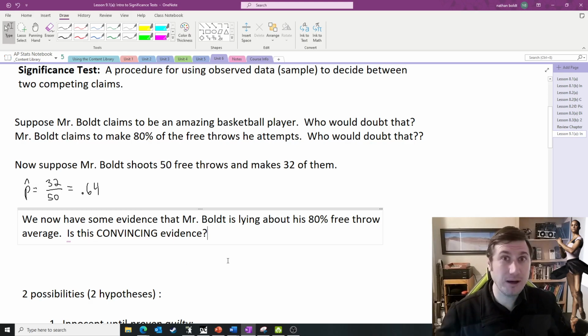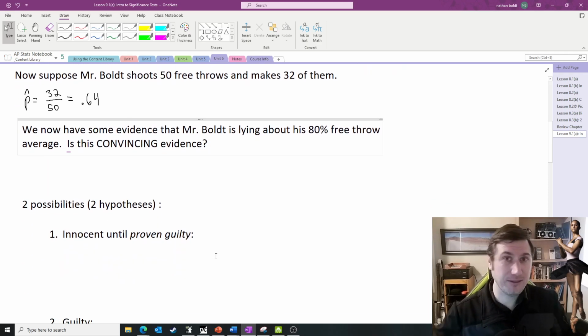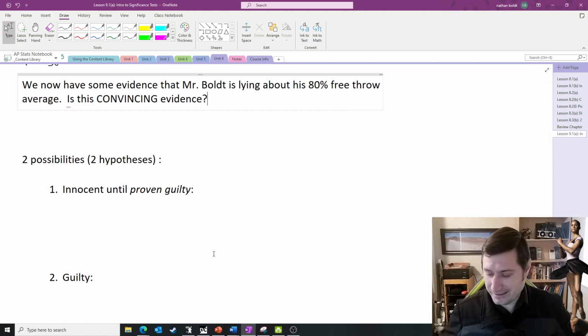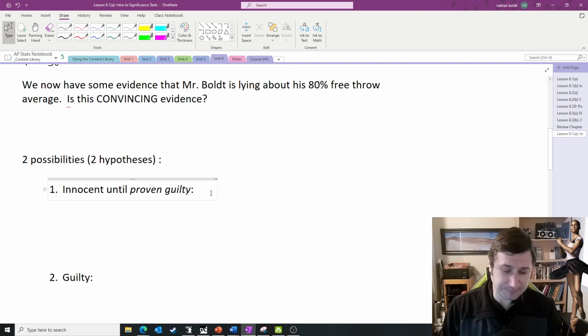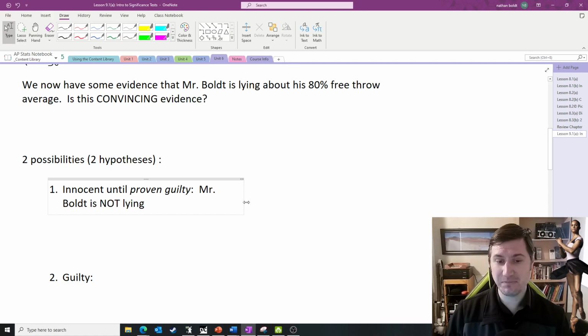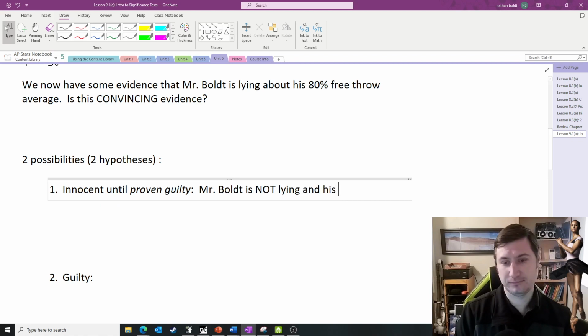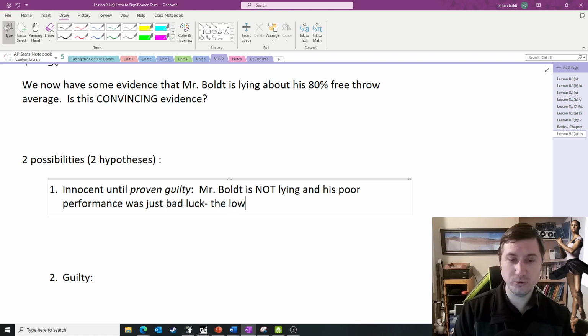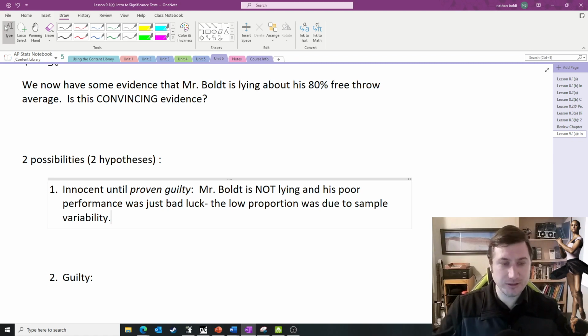So there are essentially two possibilities here, okay? And these are called hypotheses, which is why it's called a hypothesis test that we're getting to. So the two hypotheses. First, Bolt is innocent until proven guilty. It's possible Mr. Bolt is not lying, and he just had a bad day. It was just bad luck. The low proportion was due to sample variability. Everybody has a bad day. It was just bad luck.